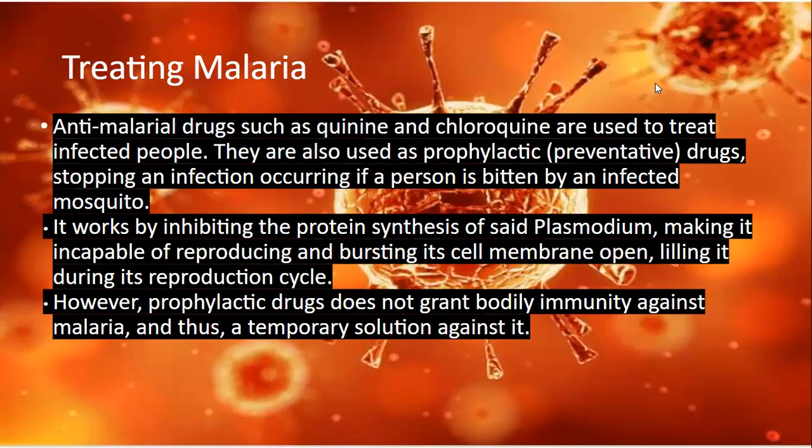However, a prophylactic drug does not grant the body immunity. It's not like a normal vaccine. It's basically a chemical drug that is used to destroy Plasmodium directly, instead of instructing the red blood cells, the memory cells, the killer T cells and so on, on how to destroy malaria. It destroys the malaria directly, but the body gets no immunity from it and thus it must be taken regularly.